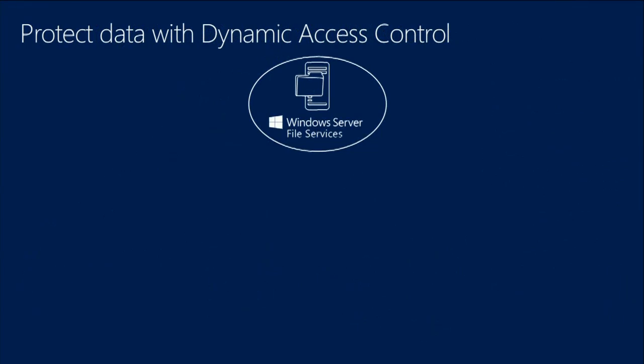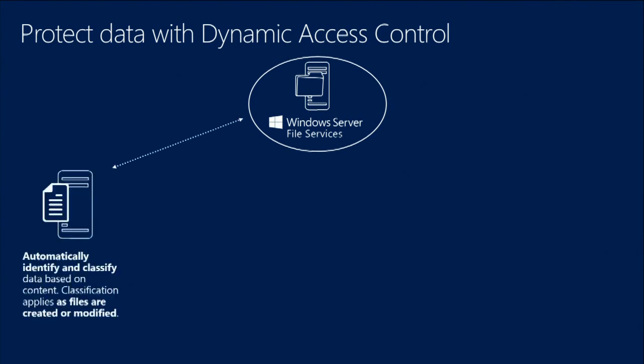Dynamic access control is going to give us a capability to protect data that resides on Windows Server file shares. As a user is creating a document or accessing a document, we're going to automatically identify the information in that document. We're also going to automatically classify it based on the content. It could be based on a keyword or a set of keywords.